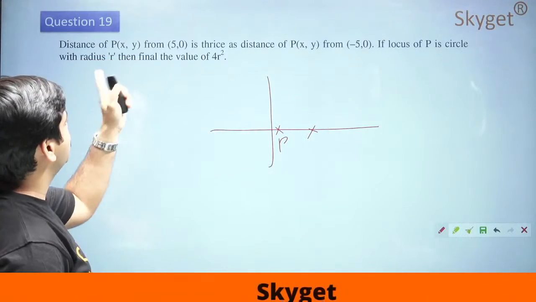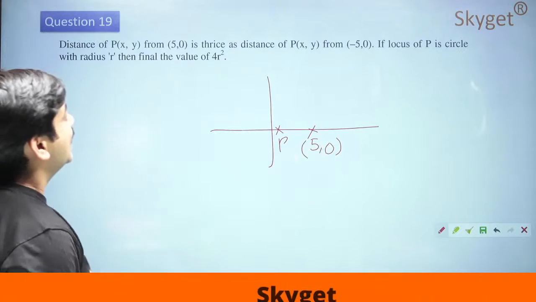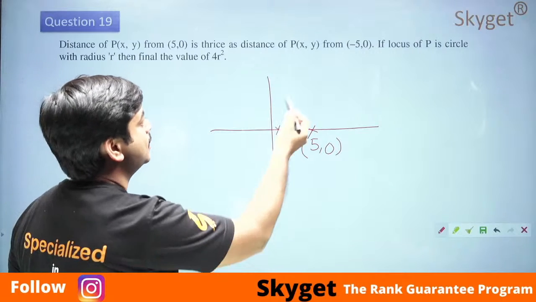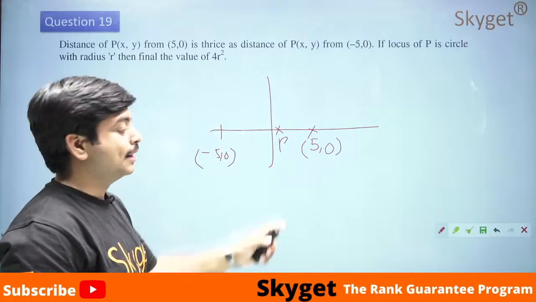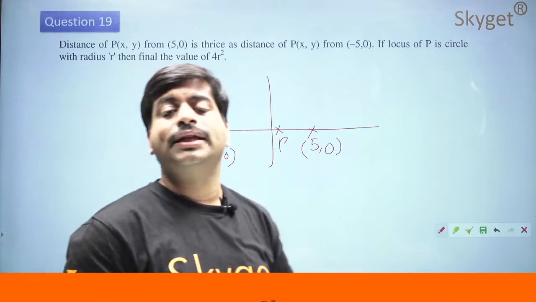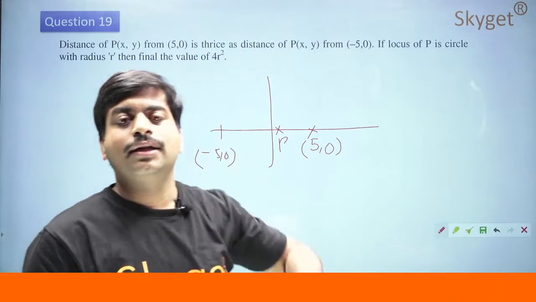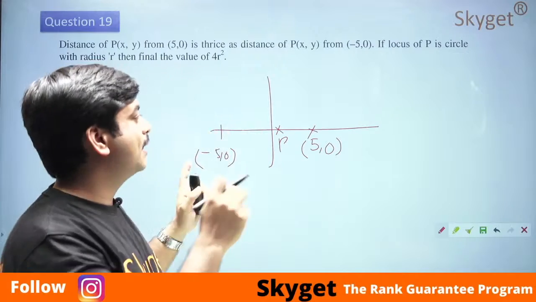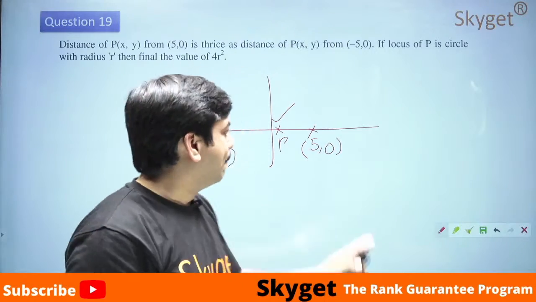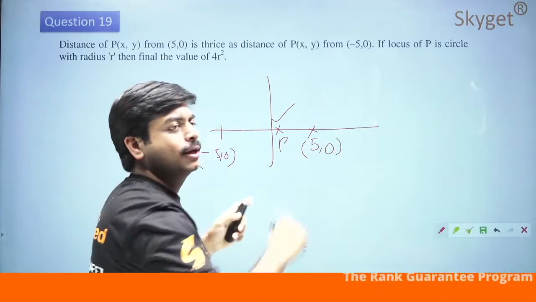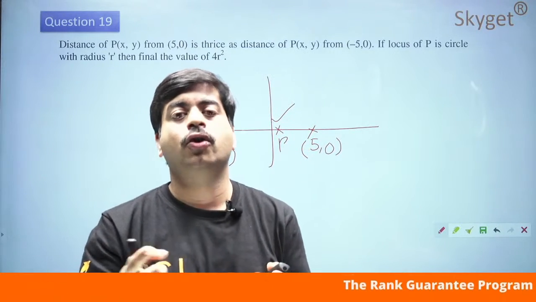The distance of point P from 5 comma 0 is thrice its distance from minus 5 comma 0. So that means this point is dividing this line segment in the ratio 3:1. Because one distance is thrice the other, it is dividing it in the ratio 3:1. So using that relation, you can find the value of P. But there is one more thing you need to consider. P can be internal or P can be external. Because when you talk about ratio, you can go for internal division, or you can go for external division.